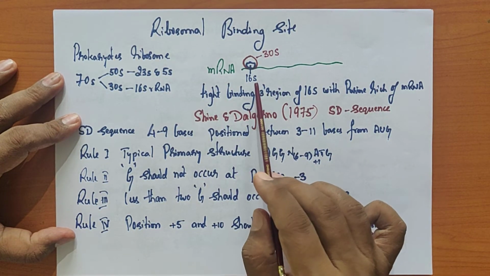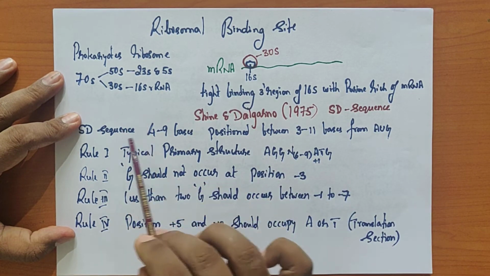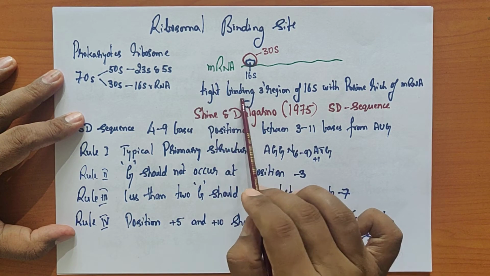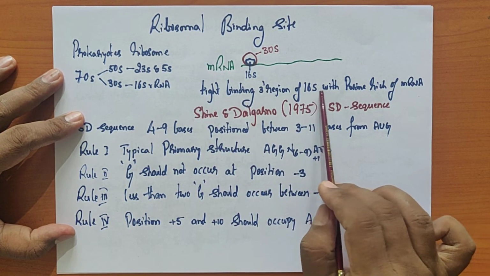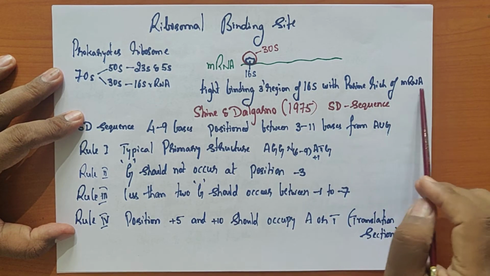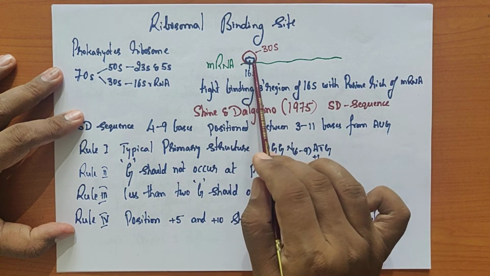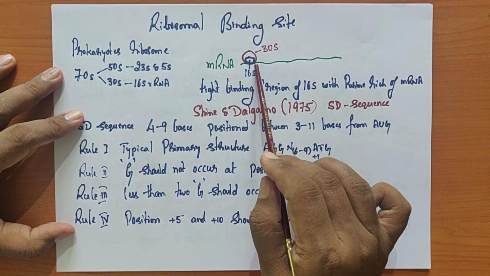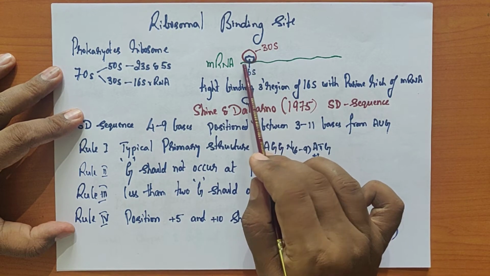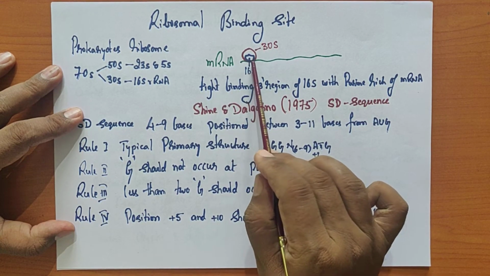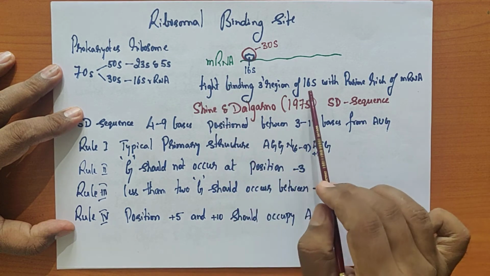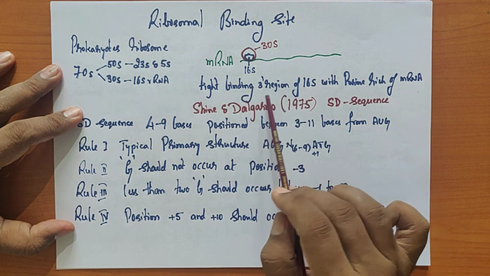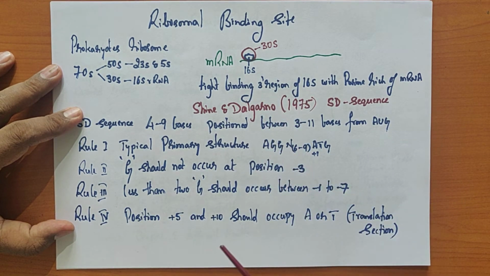Now I told you that the 30S has a 16S ribosomal RNA. This tight binding, that is, the 3' region of 16S with the purine-rich mRNA, is very, very critical. So in this mRNA we should have a good number of purine bases. The purine nucleotides will bind tightly with the 16S ribosomal RNA, especially at the 3' region. That ensures a tight binding.